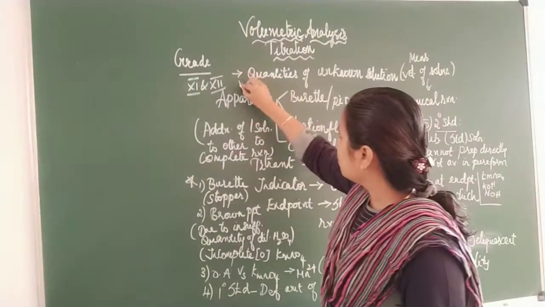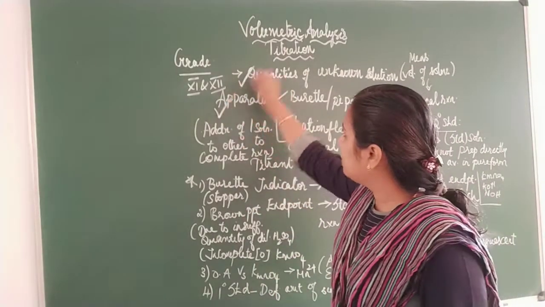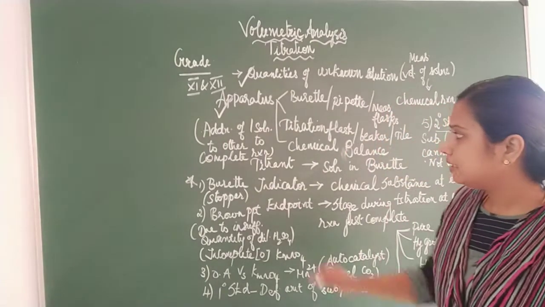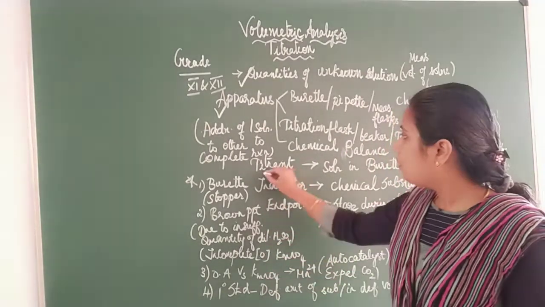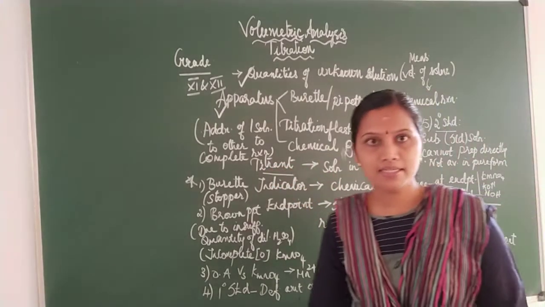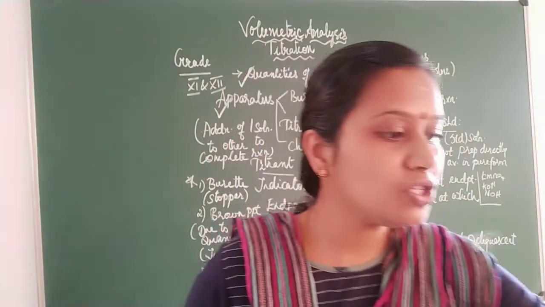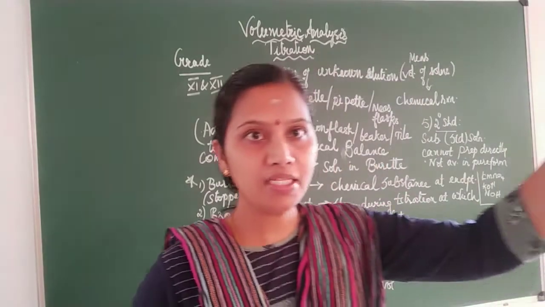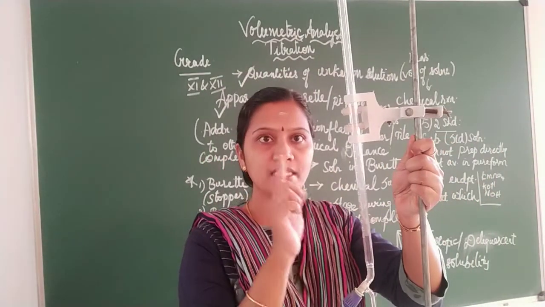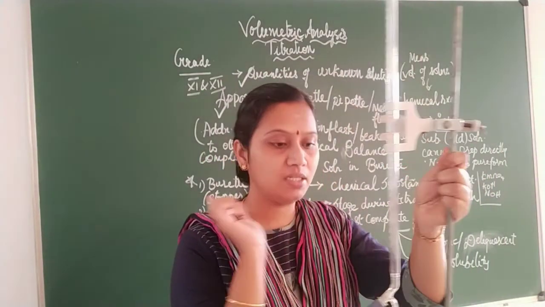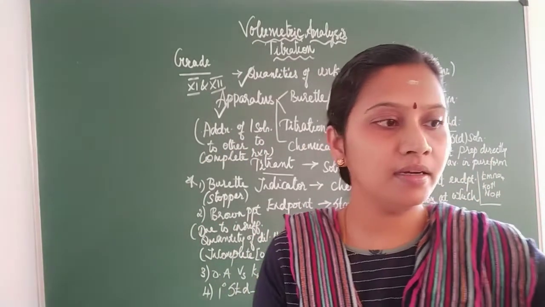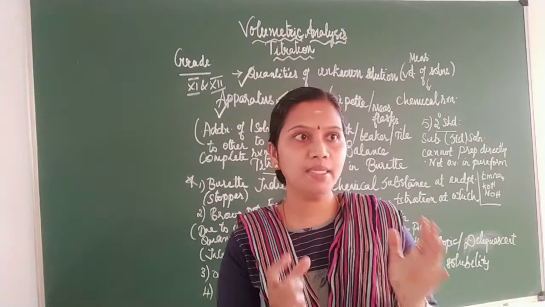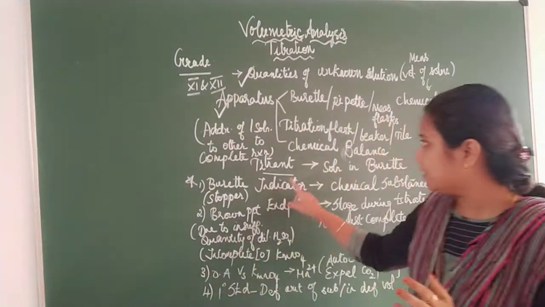So moving to the next topic. You know what is volumetric titration, you know what apparatus is used for volumetric titration. Then let us move to the important definitions. What is a titrant? A solution which is taken in the burette is called a titrant. So any solution which is taken in the burette is said to be titrant. Okay, so you know what is titrant.